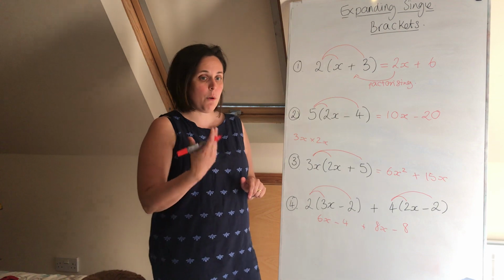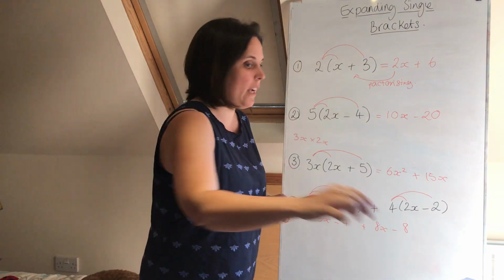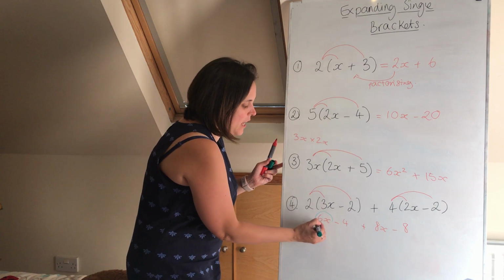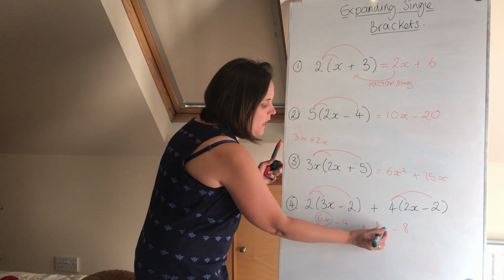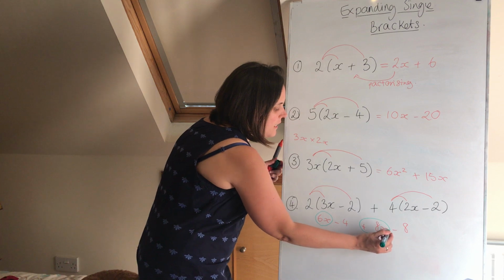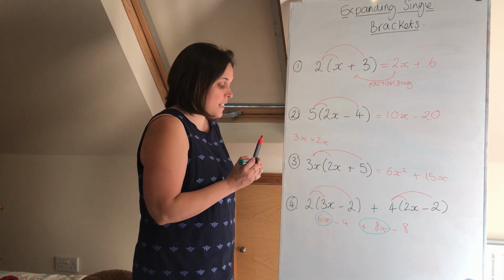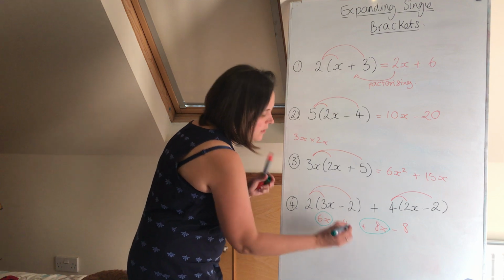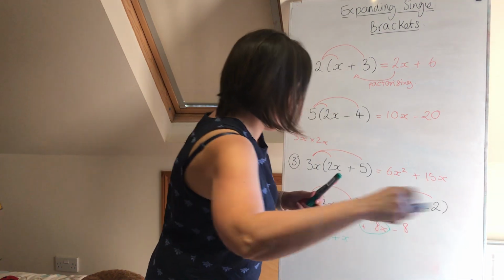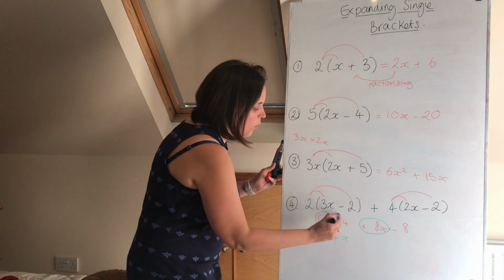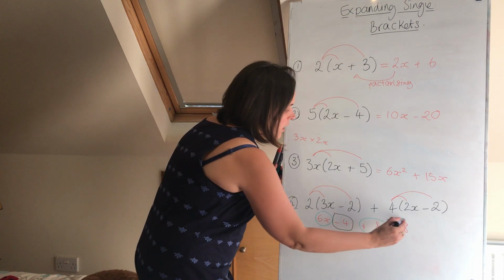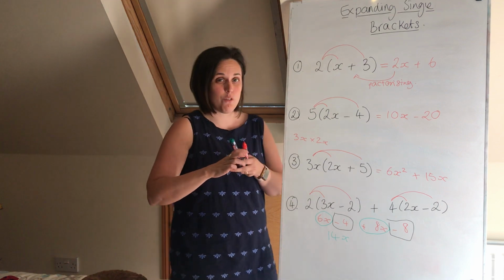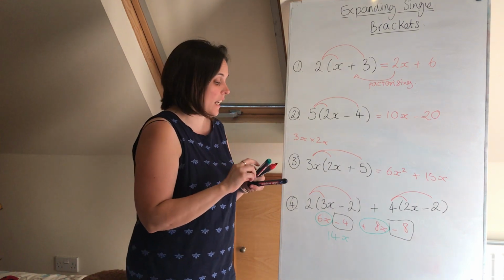Okay. And now all we do is we collect together the like terms, all right? So we collect together the x's, so we've got 6x there, and we've got plus 8x there. So 6x plus 8x gives us 14x. Then we have negative 4 plus, if you like, negative 8. So we've got negative 4 and a negative 8 to collect together.